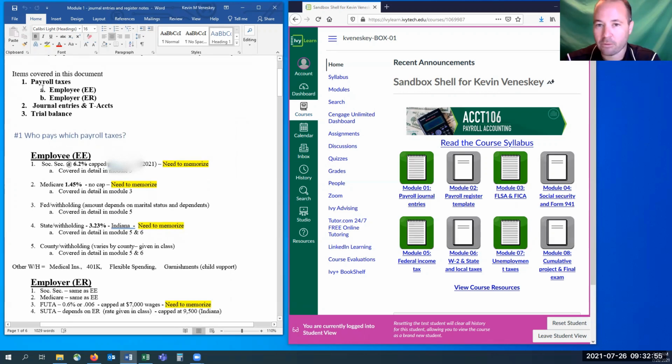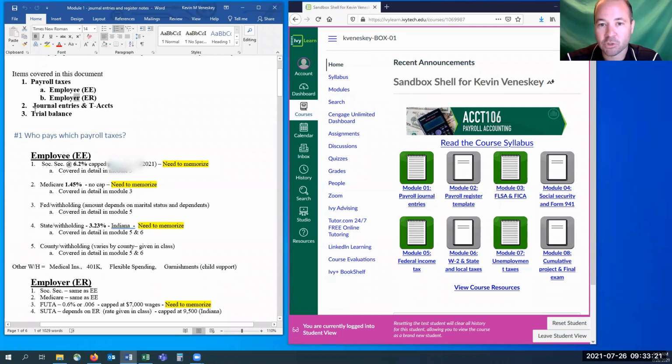All right, so items covered in this document. We're going to look at payroll taxes, who pays which tax. That's going to be these first two. And whenever you see the abbreviation EE, I mean that as employee. And then an ER, if I ever have that, that is employer. Most of the time I try to go ahead and spell it out, but sometimes in my notes when I was going through making them, I will just put EE, and I know that means employee.